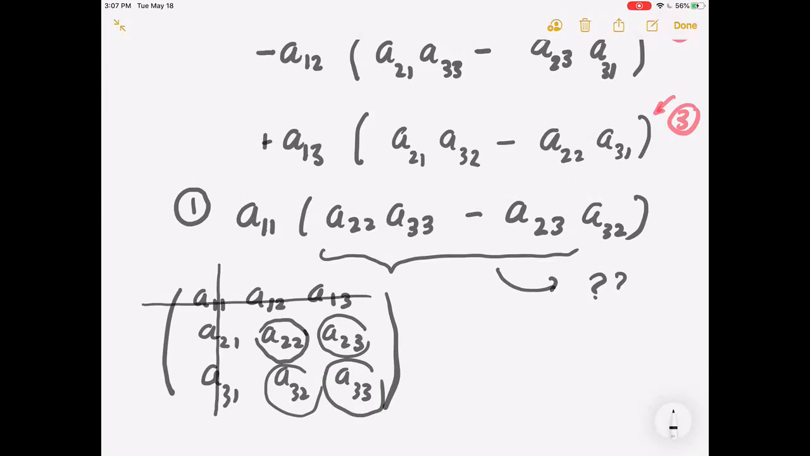So we are going to define this determinant as M sub 1, 1. We're going to give this thing a name. It's called the minor. And it's simply just this determinant. It's exactly what gives you what's in the parentheses.